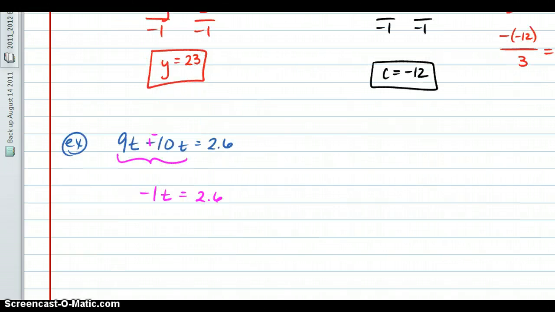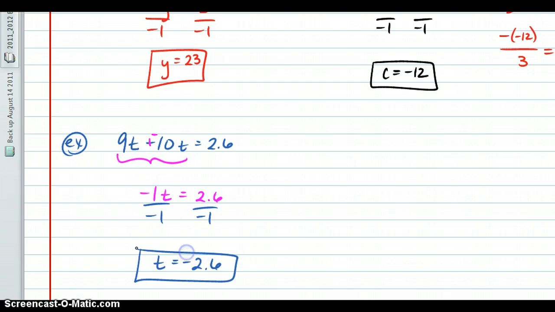Do not try to start dividing by 9 or by 10. Most likely you will not get the correct solution. So simplify first. Now we can balance. We can divide by -1 or multiply by -1. Either way will work, and we get t is equal to -2.6. Please try this example on your own and pause before checking your solution.